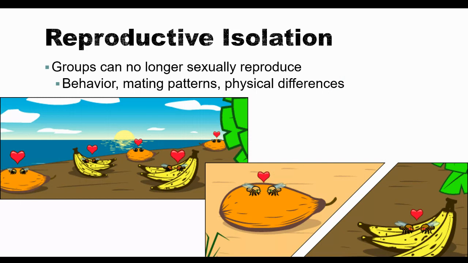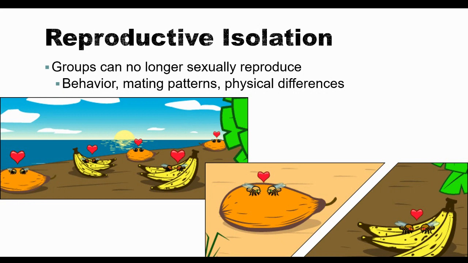All right, now we can also have reproductive isolation, which happens even without a geographic barrier. So I talked about the geographic barrier happening first and that leading to them not being able to mate. So geographic isolation led to reproductive isolation. Reproductive isolation is groups that can no longer sexually reproduce. And this can happen because of a couple things: behavior, mating patterns, physical differences.